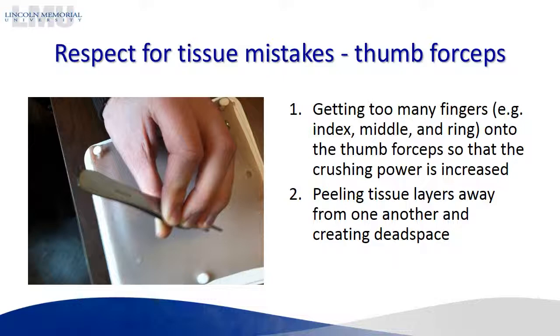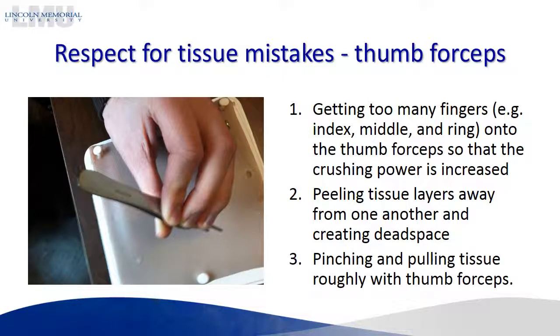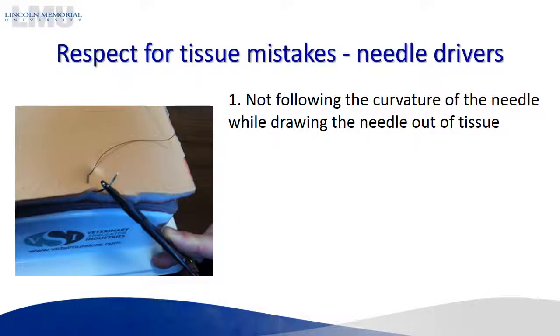Peeling one tissue layer away from another, sometimes in an effort to increase visualization, sometimes just pulling on those layers excessively, that's going to create extra dead space, and we want to avoid that. And just the general pinching and pulling with the tissue with those thumb forceps, so lifting too hard, pulling that tissue a little bit too forcefully, and that's what we're going to see mistakes from a thumb forceps standpoint.